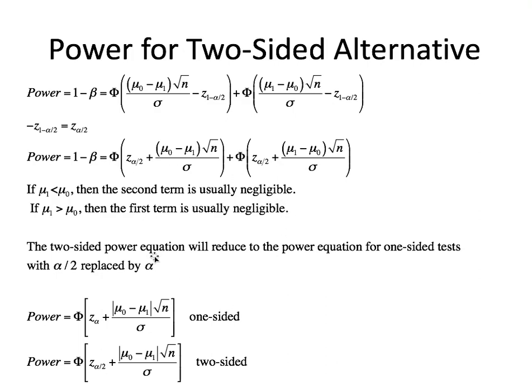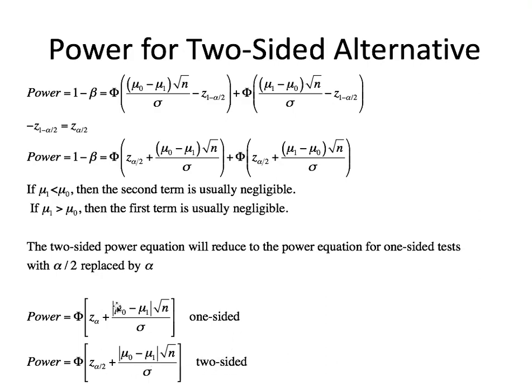So when we do that, these two-sided power equations reduce to just this. It depends on which one is true, but it'll always reduce to this when we're using absolute values. So this is the expression for power for a two-sided test.